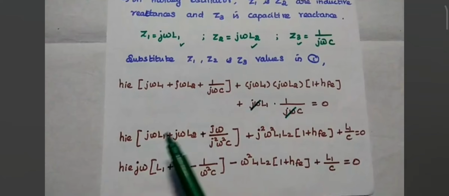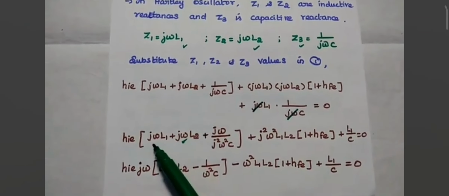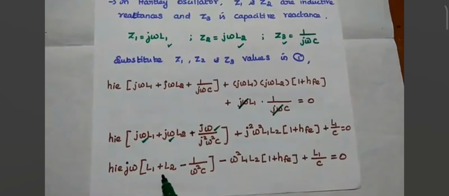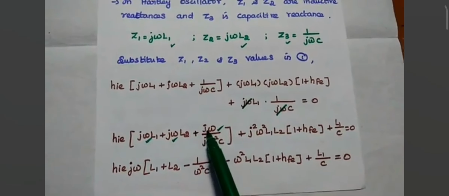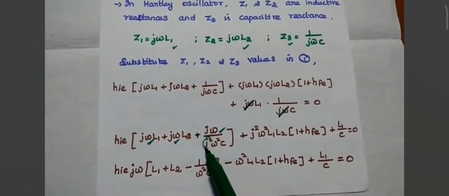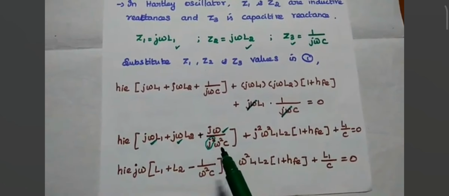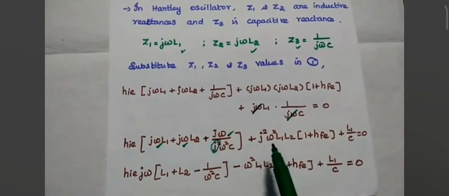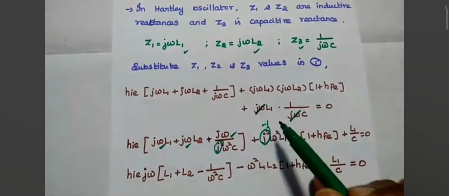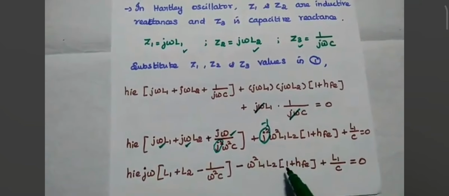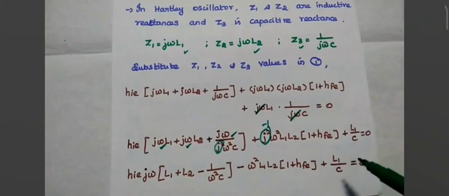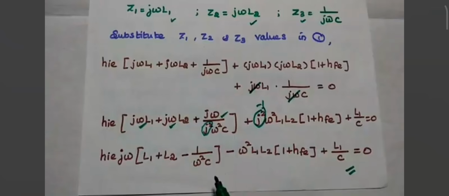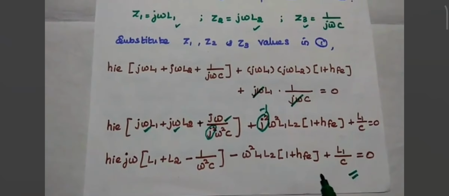So in the next step, we have to take this j omega as a common term from this bracket. We can get hie j omega into (L1 plus L2) minus 1 by j squared. So 1 by j squared means it is minus 1. j squared is always minus 1, right? So we can say minus 1 by omega squared C, minus, here j squared is nothing but minus 1, so minus omega squared L1 L2 into (1 plus hfe) plus L1 by C, that is equal to 0. So now we have obtained the general equation for the Hartley oscillator.